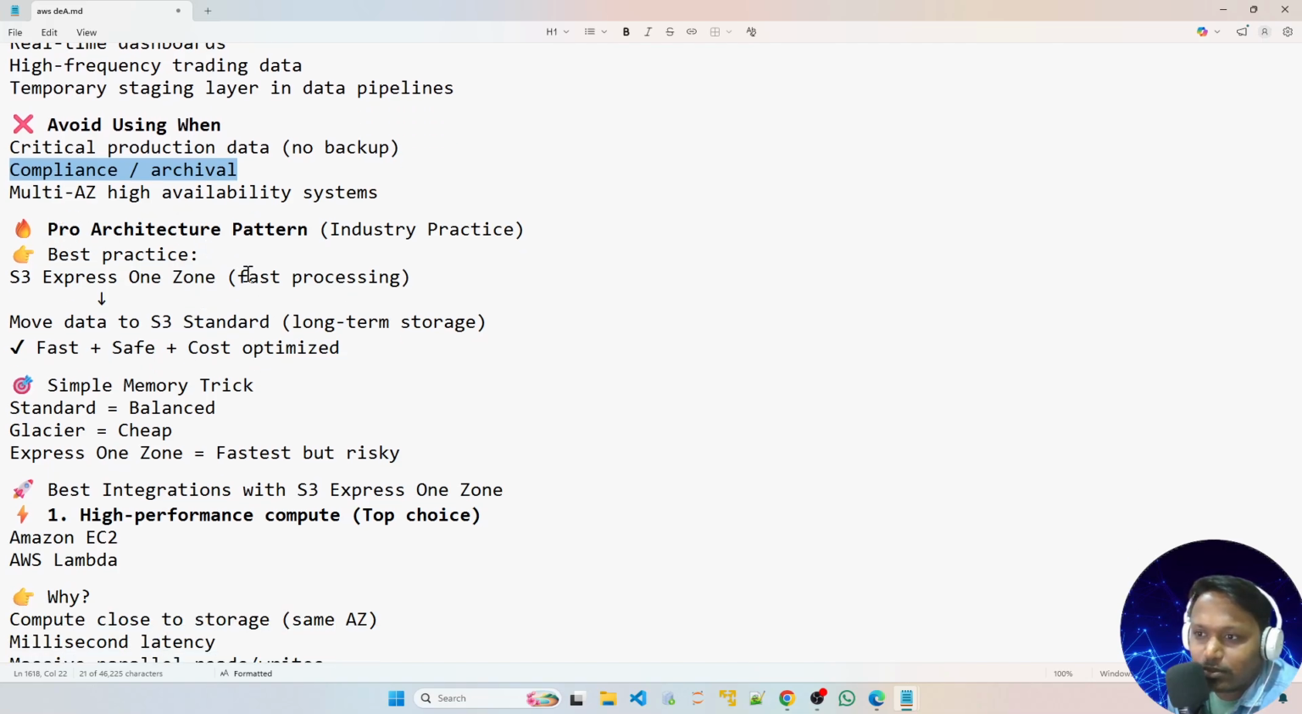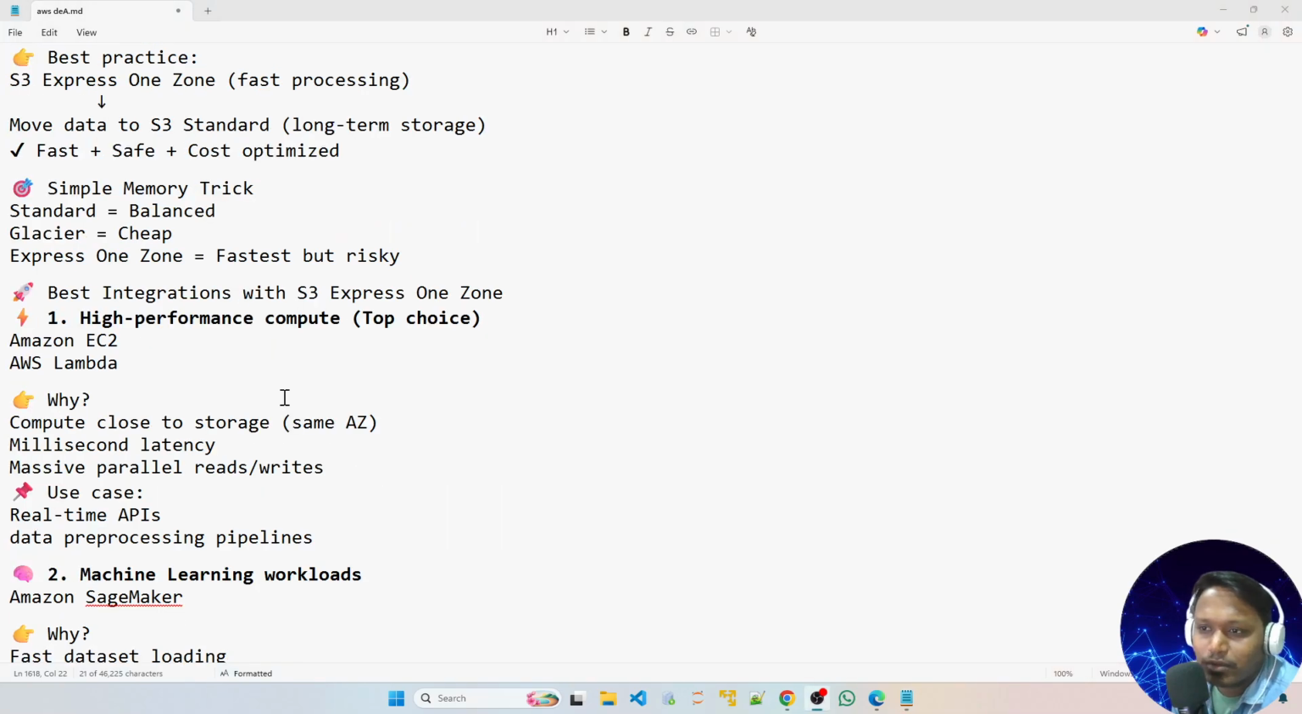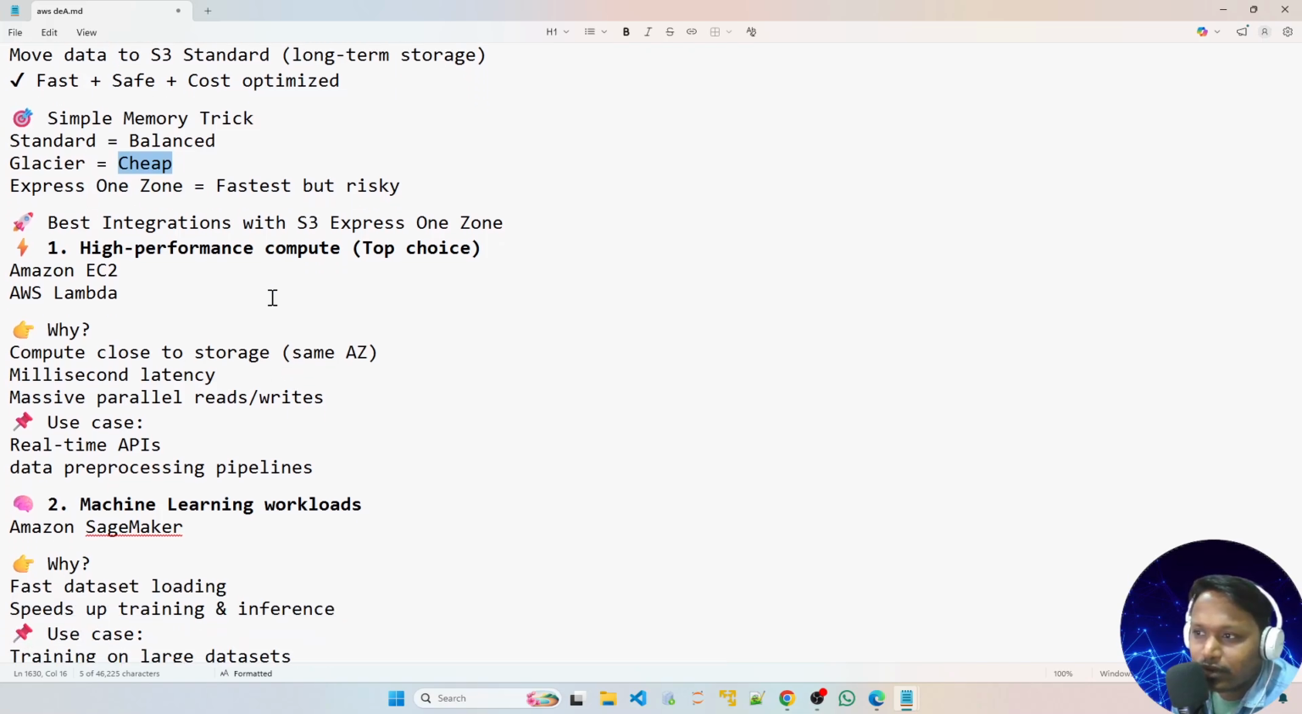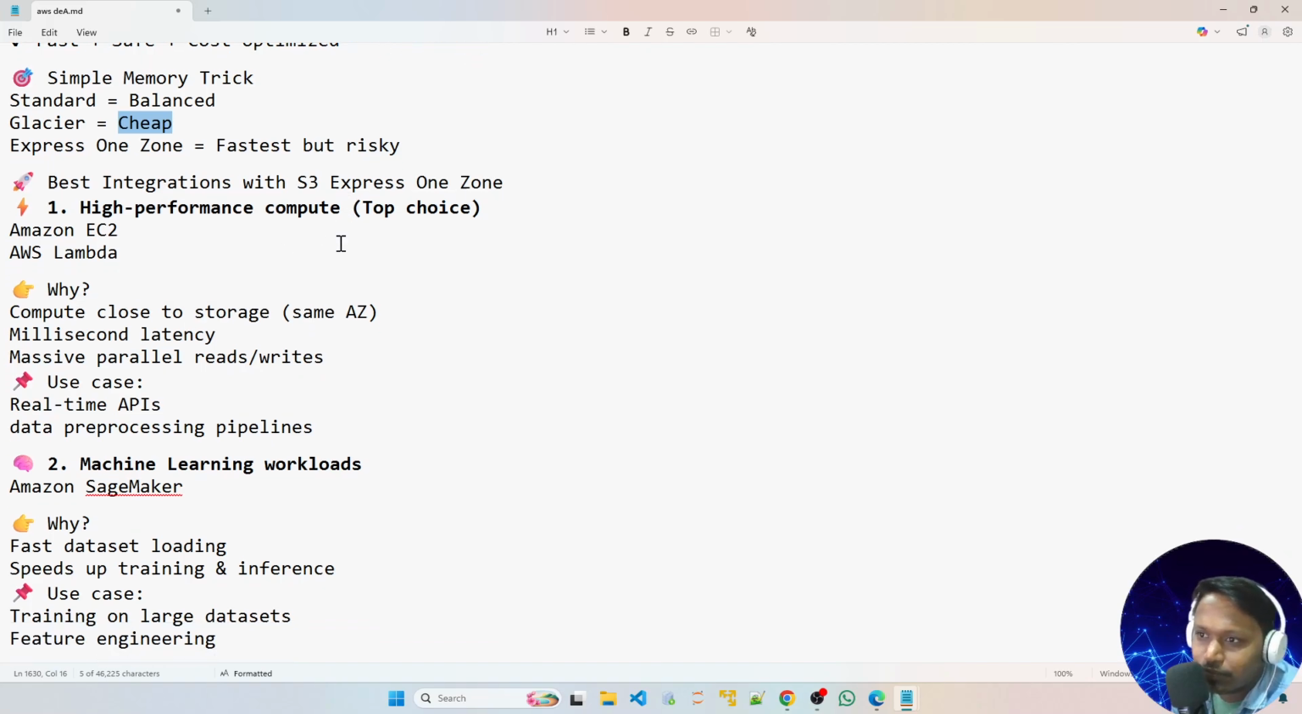Then the architecture pattern. Best practice is to use S3 Express One Zone along with moving data to S3 Standard, that is fast plus safe plus cost optimized. Okay. Simple memory trick to keep in mind: Standard is for balanced, Glacier type storage is very cheap, and Express One is faster but slightly risky because of its single availability zone.